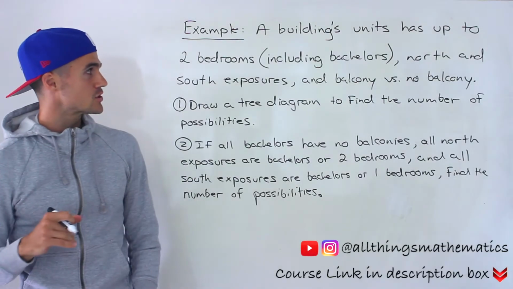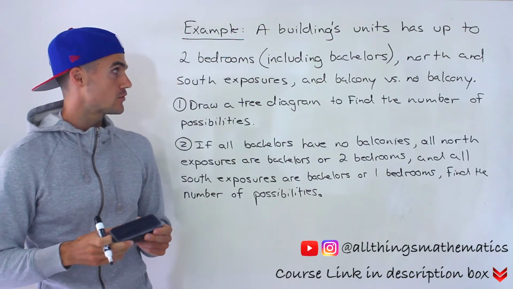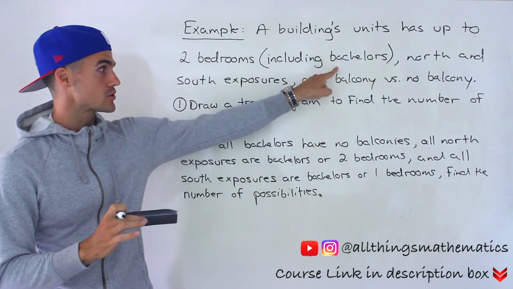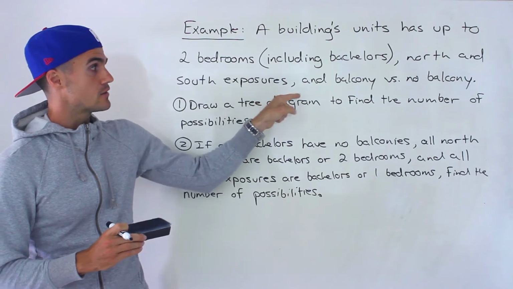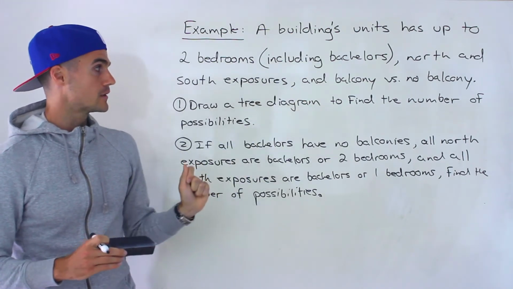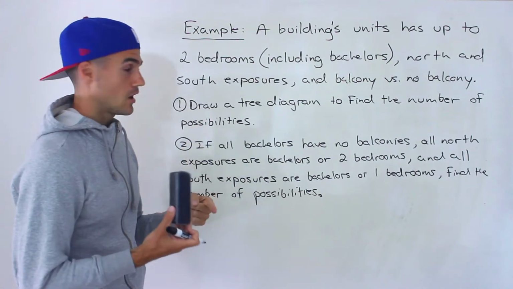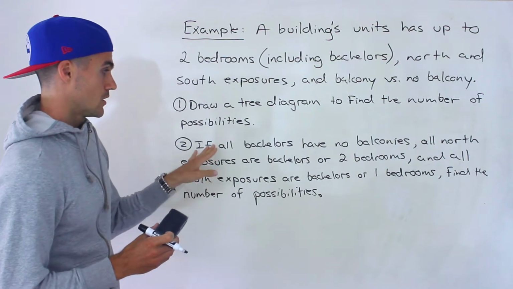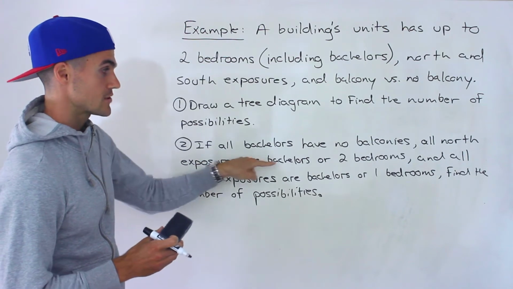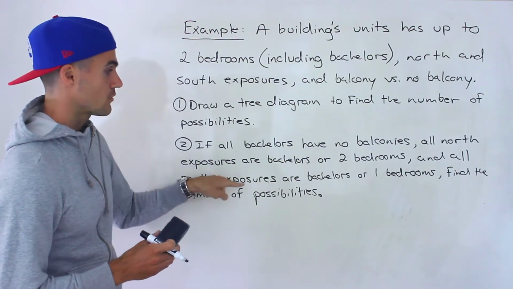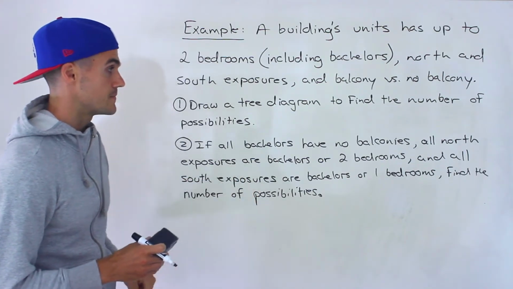And in this next question, we're told that a building's units have up to 2 bedrooms, including bachelors. So it could either be 0 bedrooms, which is a bachelor, 1 bedroom, or 2 bedrooms, north and south exposures, and they either have a balcony or no balcony. And so what we have to do with number 1, we have to draw a tree diagram to find the number of possibilities. And then number 2, we're told if all bachelors have no balconies, all north exposures are bachelors or 2 bedrooms, and all south exposures are bachelors or 1 bedrooms. We have to find the number of possibilities then.